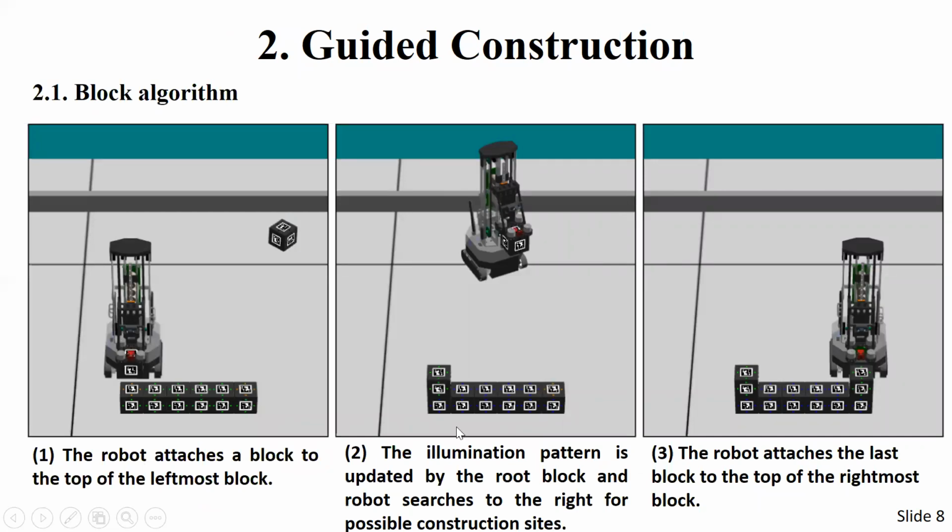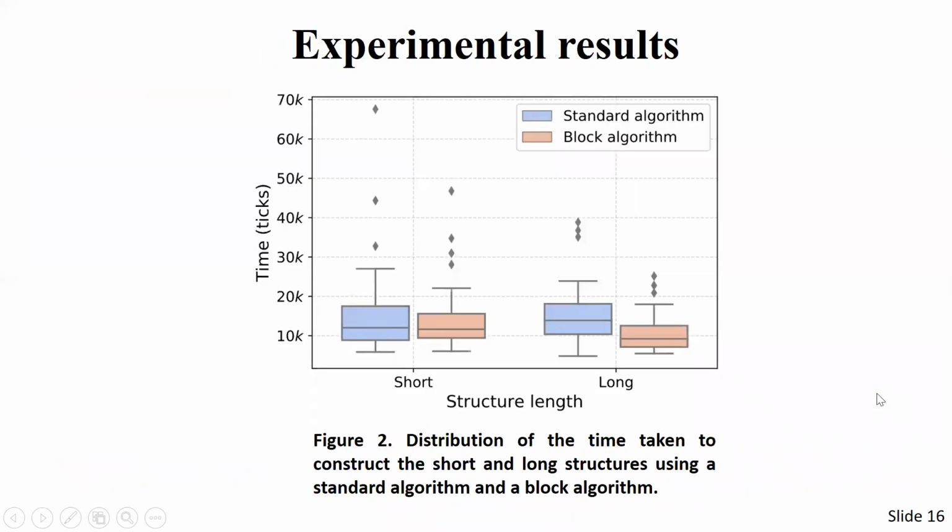Here is the simulation of the guided construction using the block algorithm. In the first place, the robot attaches a block to the top of the leftmost block, and the illumination pattern is updated by the root block, and the robot searches to the right for possible construction sites. And in the end, the robot attaches the last block to the top of the rightmost block. So we use both types of algorithm to finish structures of different lengths.